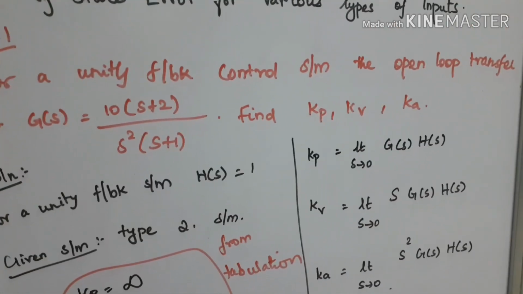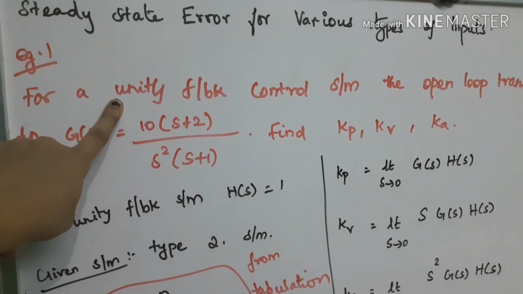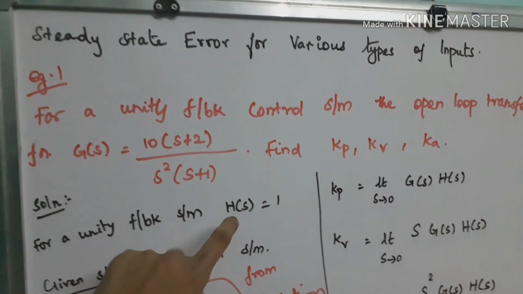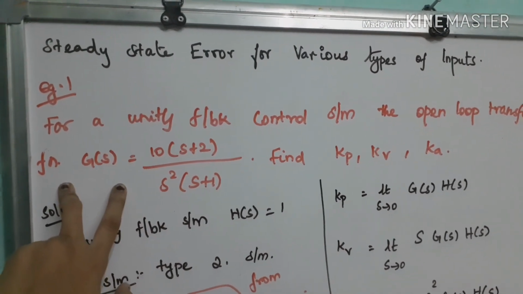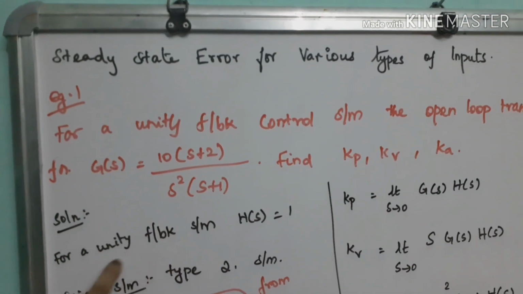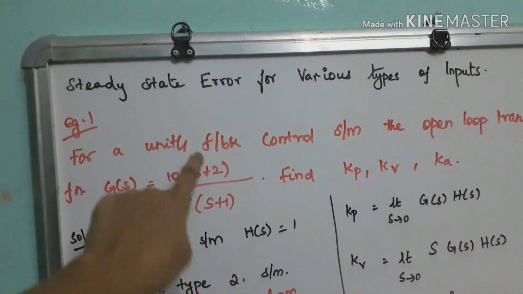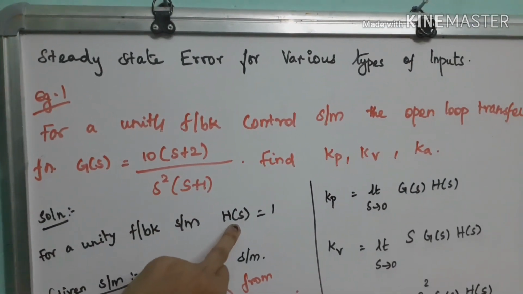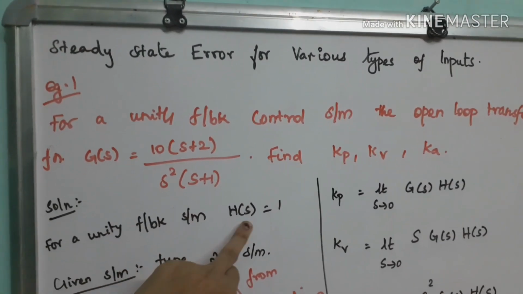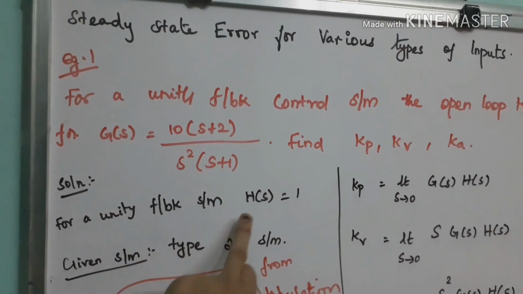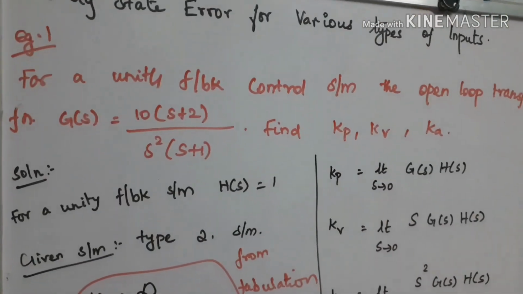So, solution for this problem: see here, they have mentioned a unity feedback system. Generally we write the transfer function as G(s) into H(s). For a unity feedback system, H(s) is our feedback signal, so H(s) is equal to 1. Unity means 1.